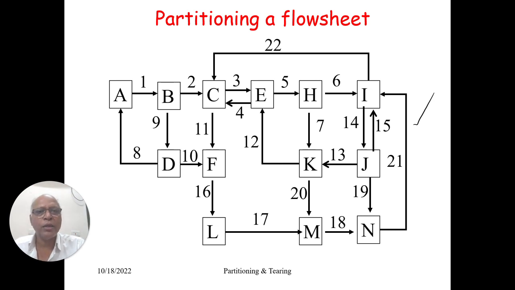What does the algorithm say? You can start with any arbitrary node, go on tracing the output edges from that node until you come across two possibilities. What are the two possibilities? You may come across, when you are tracing these output edges, a node may reappear in that string.